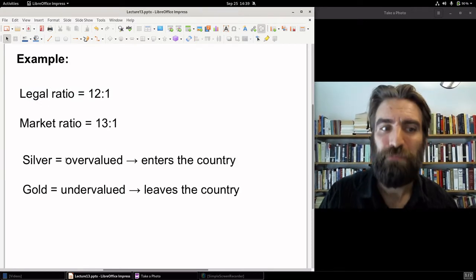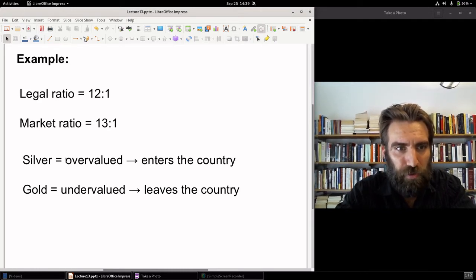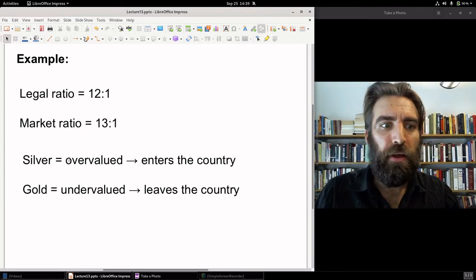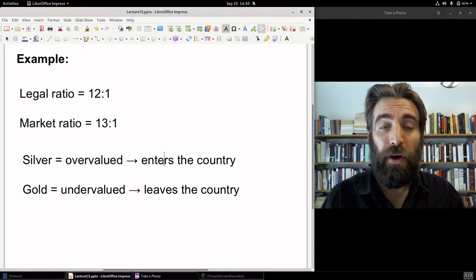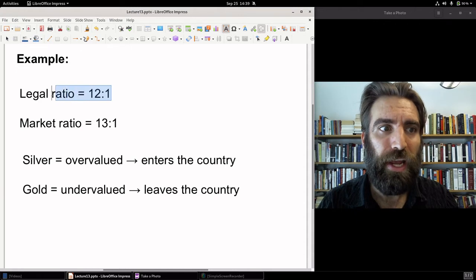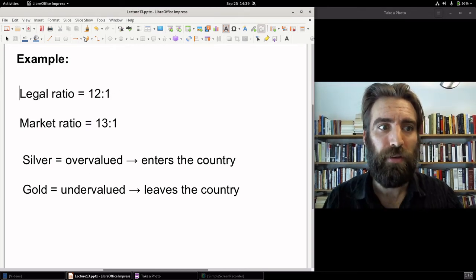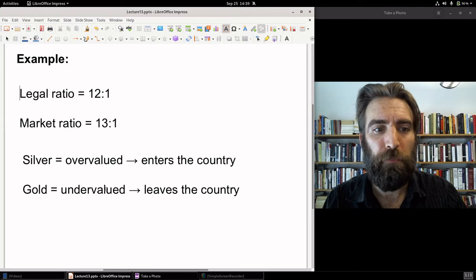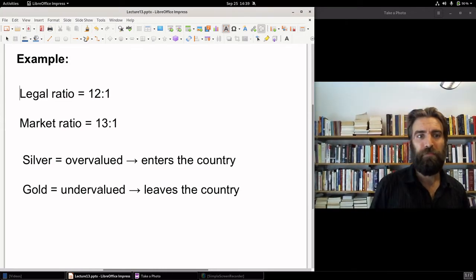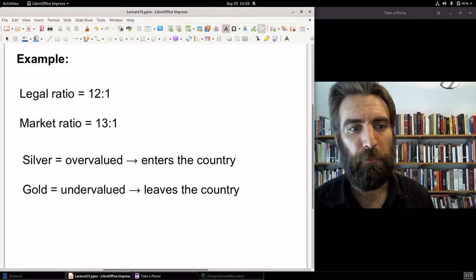By consequence, I told you we were going theoretical for this lecture. I hope everyone's following me. By consequence, silver, which is the overvalued metal, will enter into the country because, again, silver receives a higher price here than anywhere else. And gold, which is undervalued, receives a lower price here than what the market would give it. Gold leaves the country. The overvalued metal enters the country. The undervalued metal leaves the country.